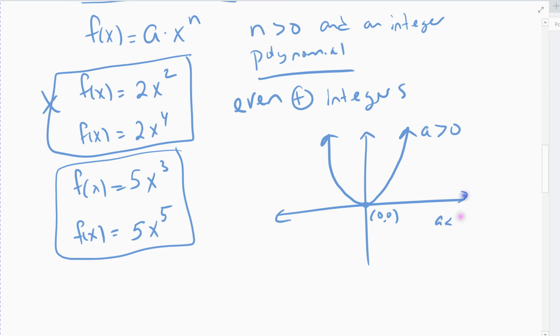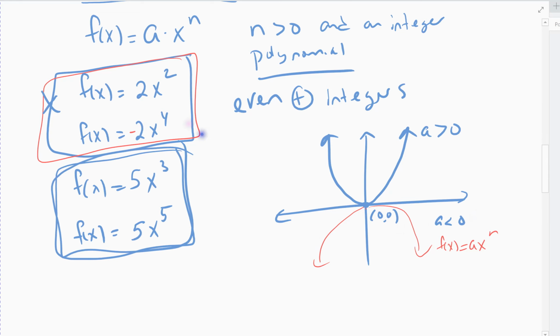If a is less than 0, well, then it just flips it over and they're down here. That would be my f of x equals a x raised to an even integer, n is even. It has that shape, which would be these first two examples. Of course, they'd have the first shape, the blue shape, because they're positive a's. If this one was a negative 2, it would have the red shape. All right, those are where it's even.